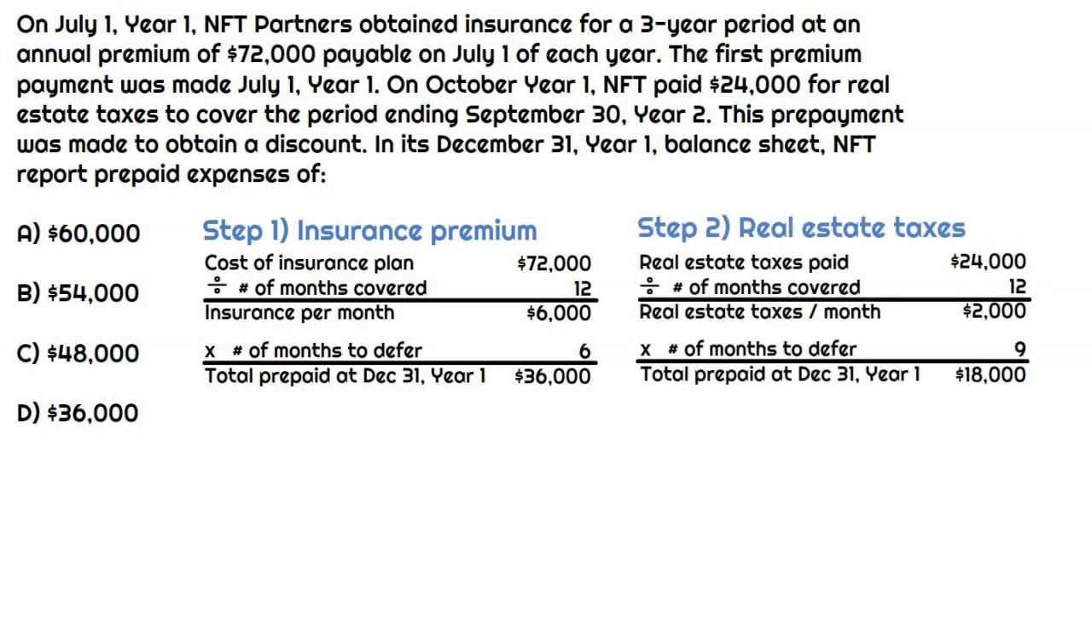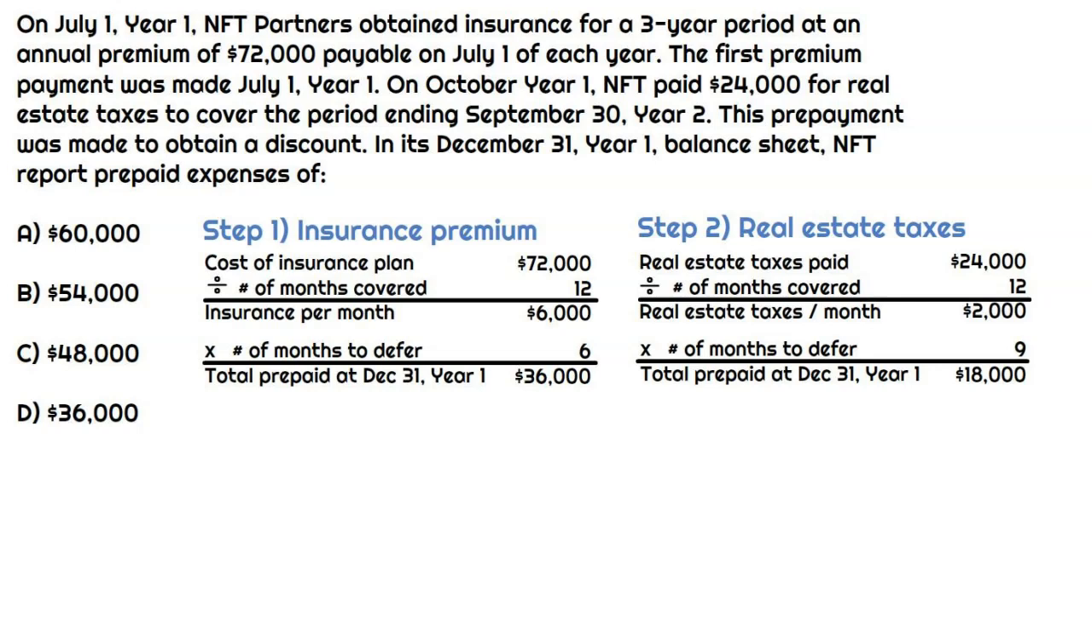The concept is very much the same for real estate taxes. So here it says they paid $24,000 of real estate taxes to cover the period from October 1st, year one, to September 30th, year two, right? So again, another 12 months, except this time the portion of year one is only 3 months, meaning 9 months need to be deferred. So we'll take real estate taxes paid of $24,000, divide by the number of months covered, which is 12, and that means real estate taxes per month are $2,000.